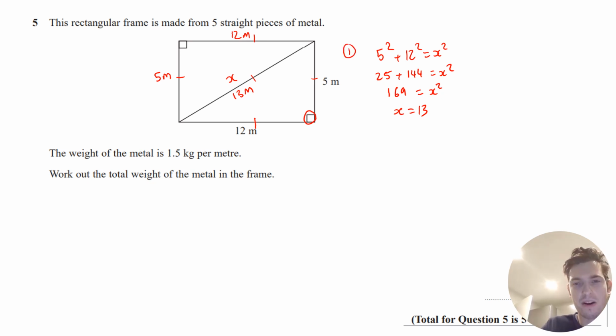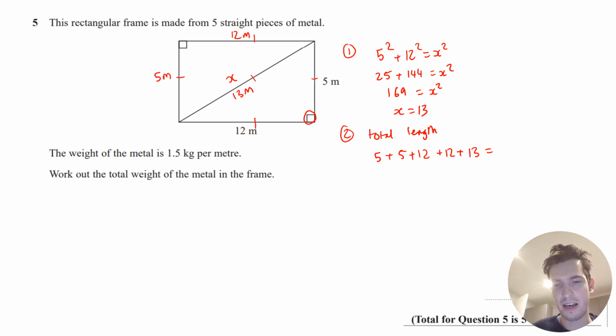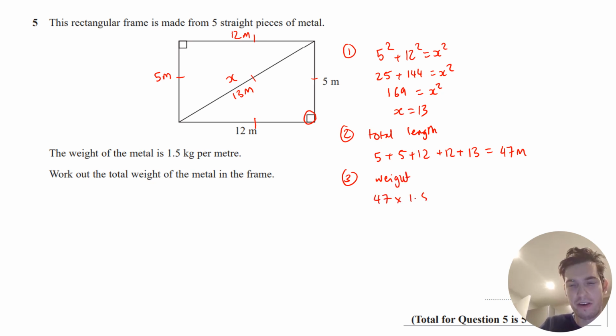So using that, let's find the total length. So that was step 1. Step 2, the total length. Well, that's just going to be 5 plus 5 plus 12 plus 12 plus 13. So that's 10 plus 24, 34, which is 47 meters. And now the weight of the metal is 1.5 kilogram per meter. So for each meter, the weight is 1.5. So step 3, find the weight. So I'm going to do 47 times by 1.5.